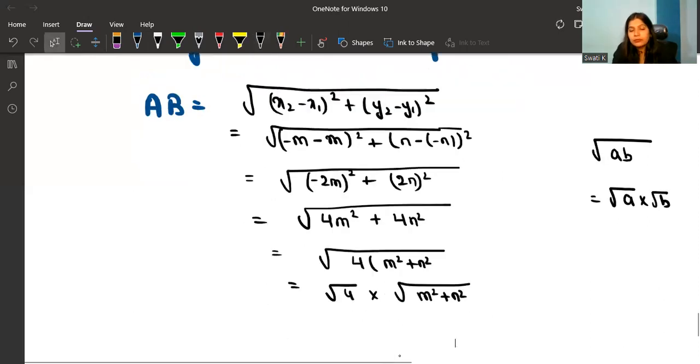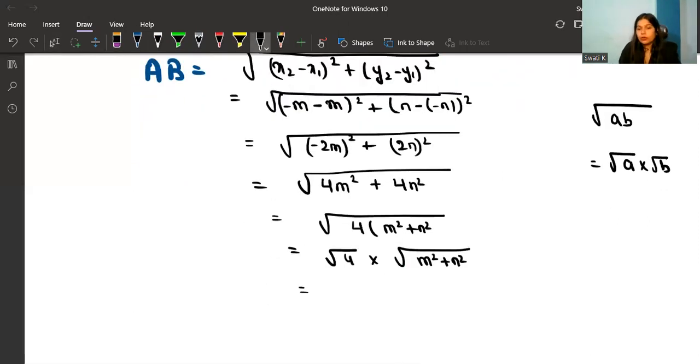Now what is the value of root 4? We all know that the value of root 4 is 2. And here why I'm not writing plus minus, because we are finding the distance. Distance can never be negative. So we will avoid the negative 2 here, and we will write down the value of root 4 as just 2. So 2, and then this is root over m square plus n square. This is the answer. So what is the distance between these 2 points? The distance between these 2 points is 2 into root over m square plus n square. All right, so we are done with this question.